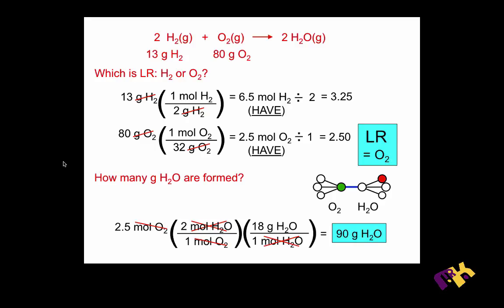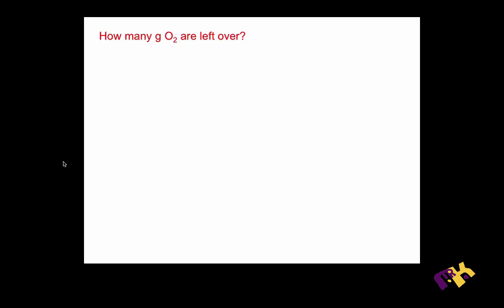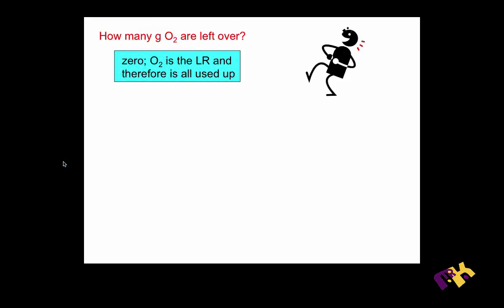Okay, so we can follow this up with another question. So the same process. How many grams of oxygen are left over? Oxygen was the limiting reactant. So 0, because it's all used up. Haha. If I got you calculating really quick. How many grams of hydrogen gas though are left over?